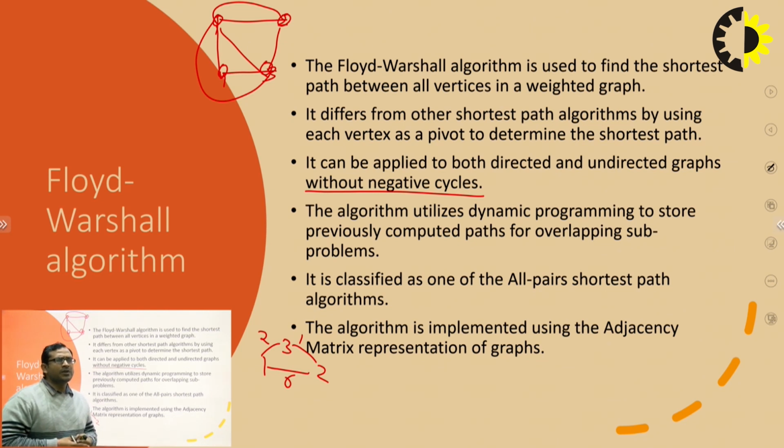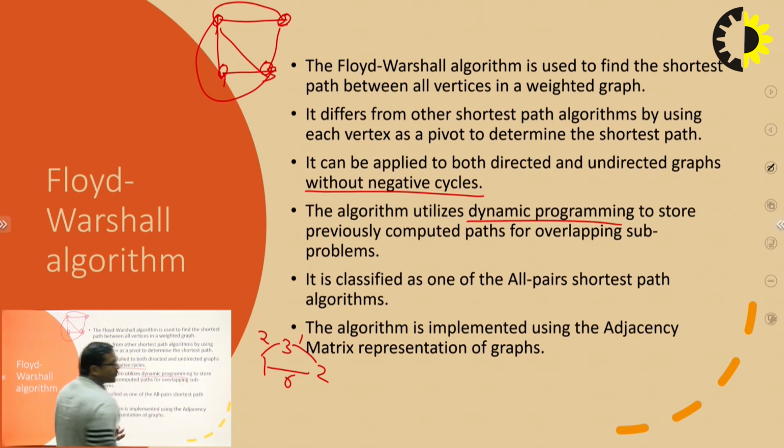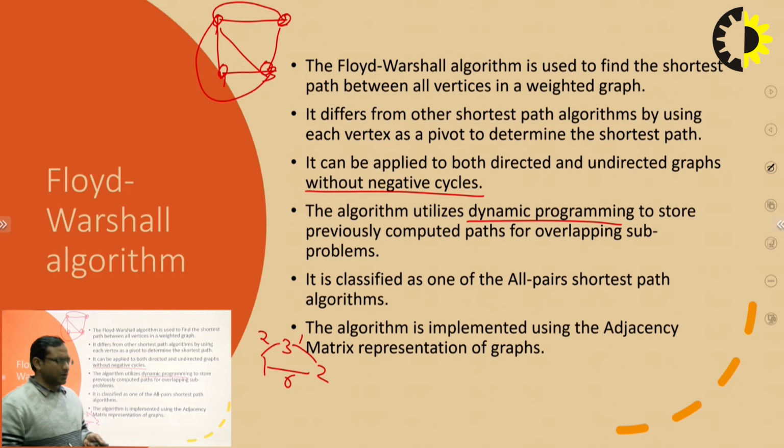The algorithm is implemented using the adjacency matrix representation of the graph. Why do we need an adjacency matrix? Because through the adjacency matrix we can compute it one by one, and every time I compute the next matrix, because of the nature of dynamic programming, the previous output is carried forward into the next matrix.